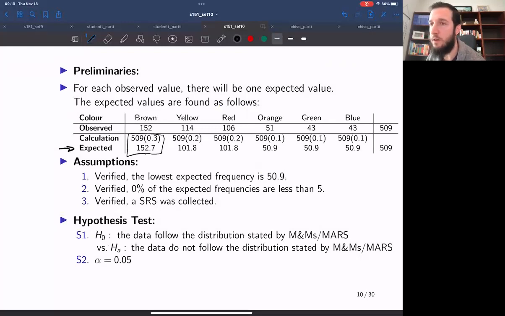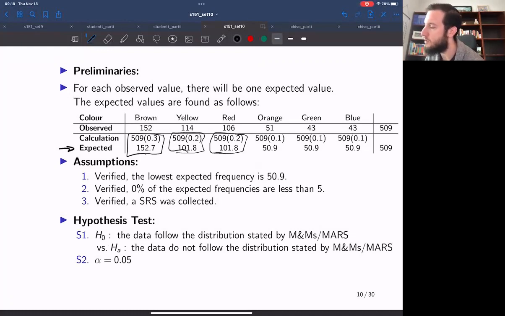And then it's the same calculation for the other colors. If it's true that 20% of the M&M bags will be yellow, then 20% of the 509 M&Ms we're working with should also be yellow. So 509 times 0.2 is 101.8. And then the same thing for the reds. If it's true that 20% of the bag should be red, then 20% of our sample size should also be red. So we would expect 101.8 of our M&Ms to be red.